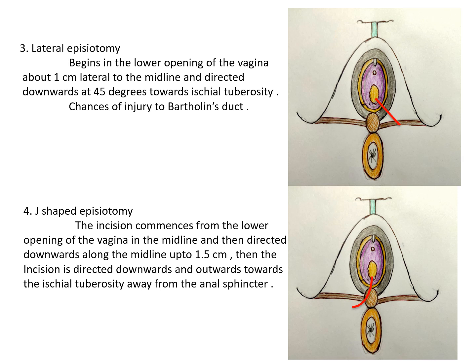Then the last type is the J-shaped episiotomy. Here the incision commences from the lower opening of the vagina in the midline. Then the incision is directed downwards along the midline up to about 1.5 centimeters. Then the incision is directed downwards and outwards towards the ischial tuberosity, away from the anal sphincter.